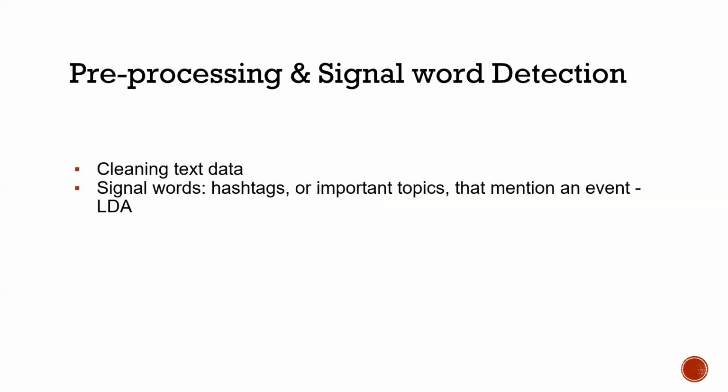Okay. Next is pre-processing and signal word detection. So here, we will pre-process or clean the text data. Whatever data we have got, we will clean the text data, and then we will find out the signal words. Signal words are nothing but hashtags or important topics. Hashtags we will get by default. We can pre-process this and take it. And if it is an important topic which does not have any hashtag, then we will find it using the LDA algorithm. That is the signal word detection. So next slide.